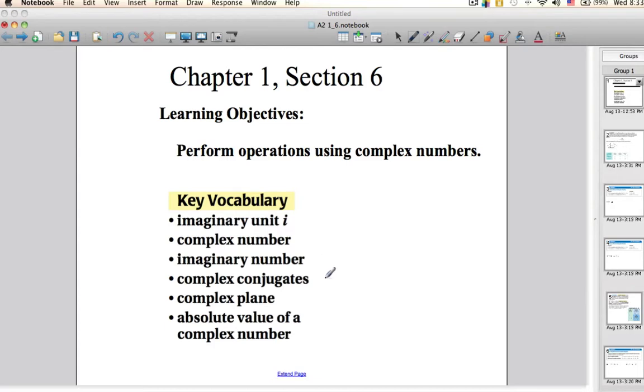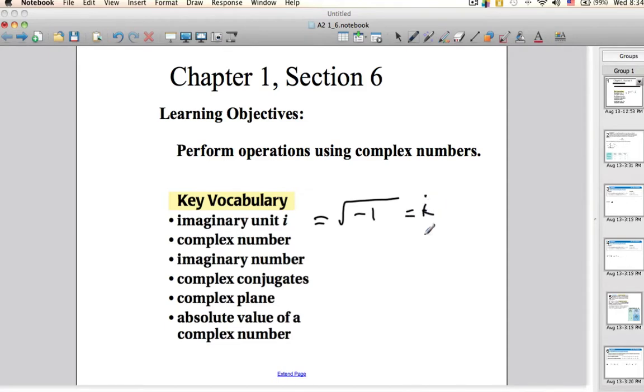Complex conjugates sound so complicated, but they're conjugates like we've looked at before, just dealing with complex numbers. The complex plane, so we're going to graph complex numbers, and we're going to find the absolute value of a complex number. So the key idea is that we have this imaginary unit i, which is equal to the square root of -1.